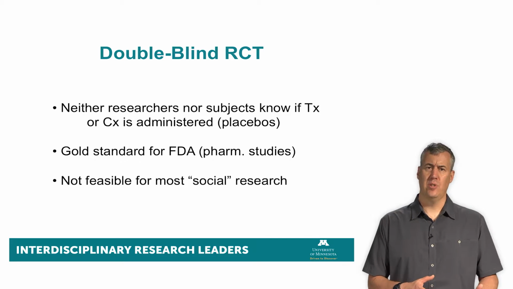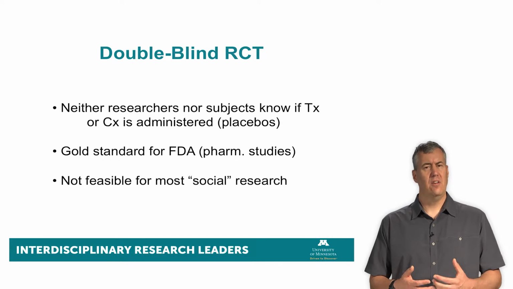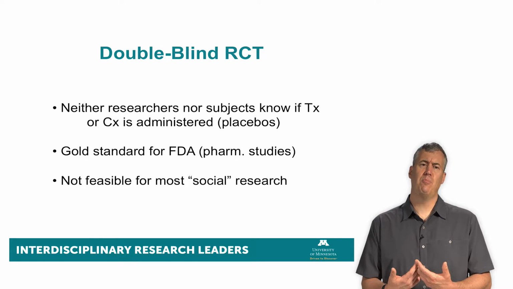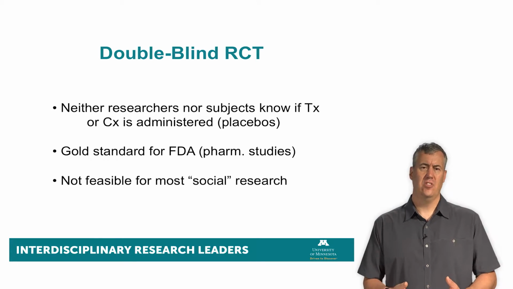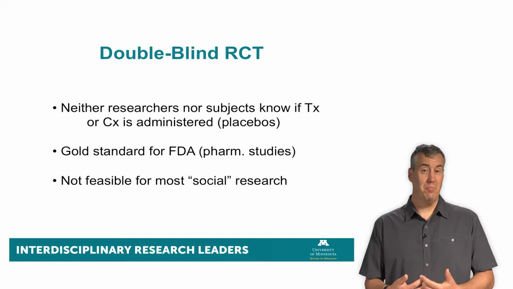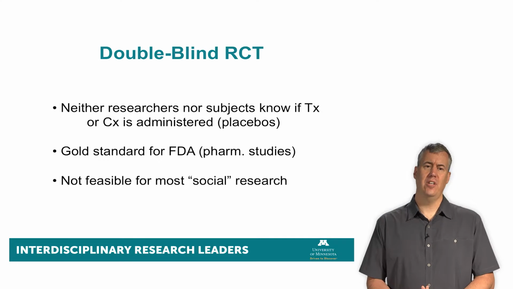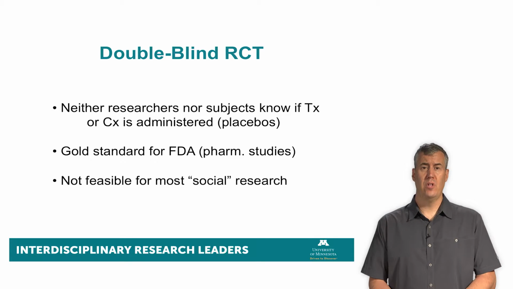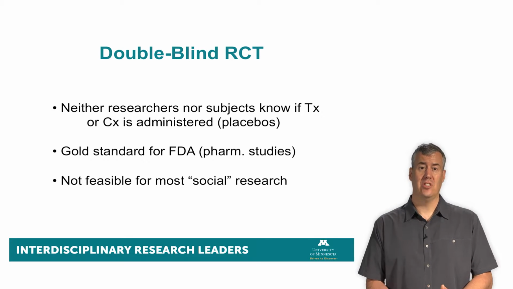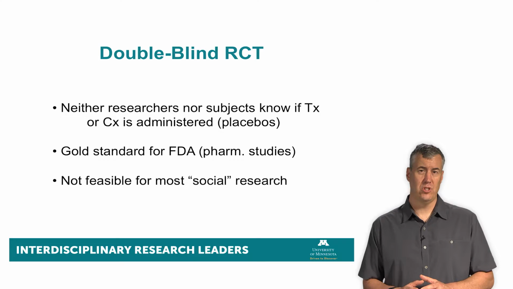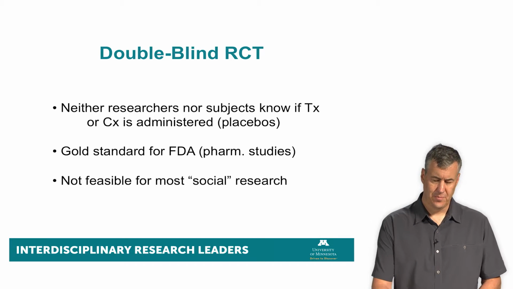If you know you're being treated, you might say, hey, this thing's working. If the researchers know you're being treated, they might measure you differently. So double-blind or blinding studies is another mechanism to reduce bias and to get closer to the truth of the answer. Now, these double-blind studies are sometimes the gold standard for pharmacological studies. The Food and Drug Administration, or FDA, likes these kinds of studies. But they're really not feasible, if at all, in the social determinants of research or the social research more generally that we're all working on.